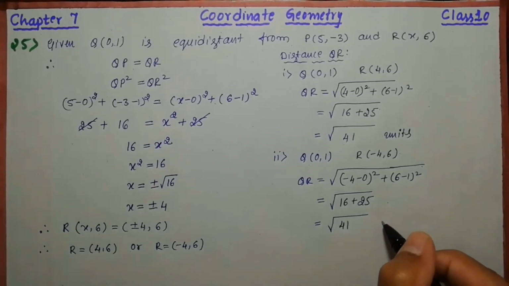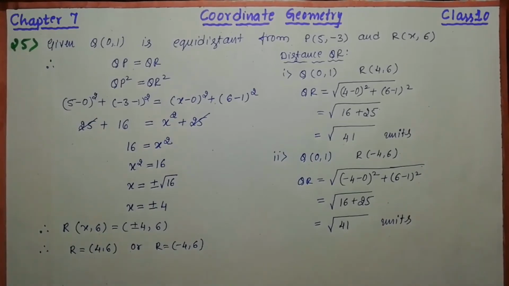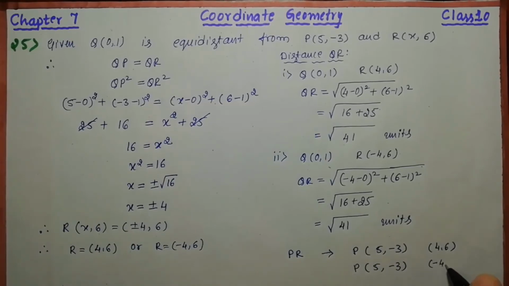Okay, so same answer, you will get the same answer. In the same sense, you need to find out what QR is, and you need to find out what PR is. It is an exercise for you. Once take P as 5 comma minus 3 and R as 4 comma 6, and another time take P as 5 comma minus 3 and R as minus 4 comma 6.